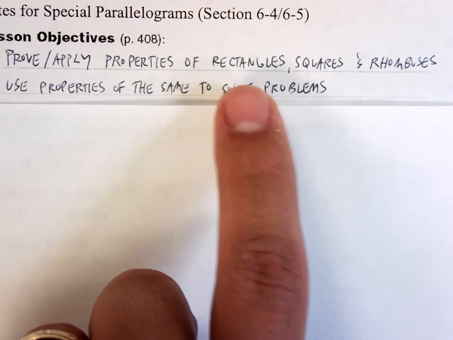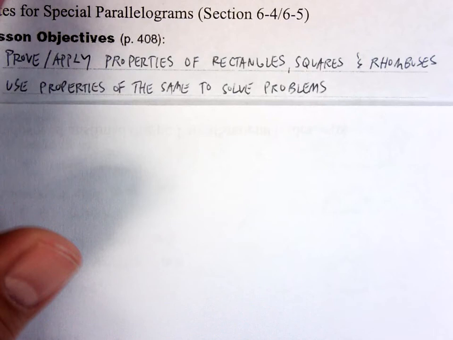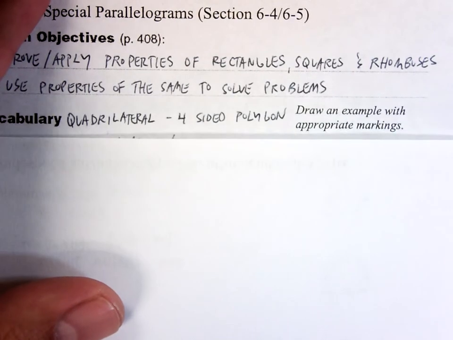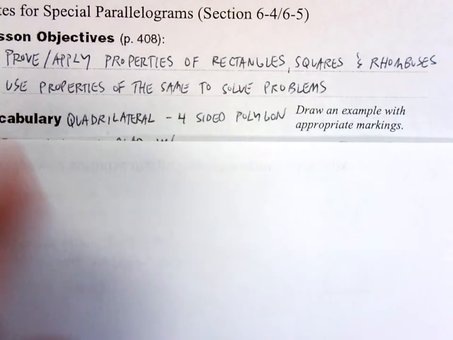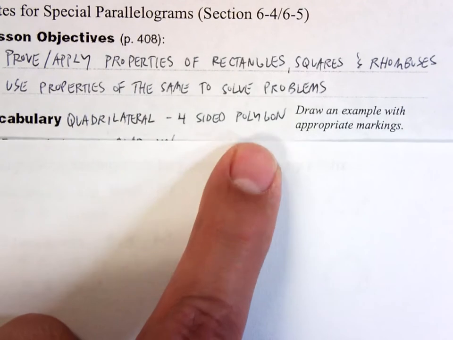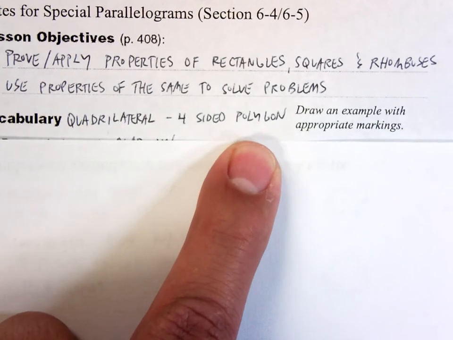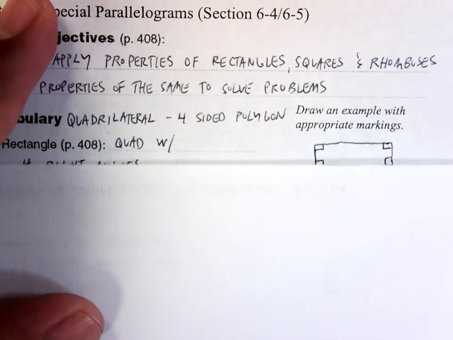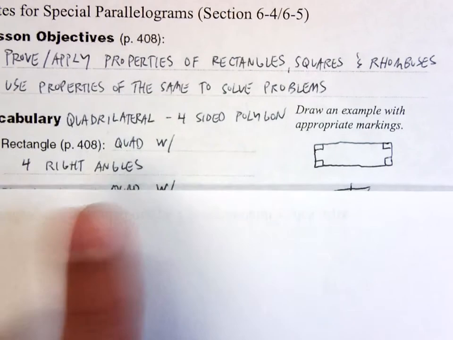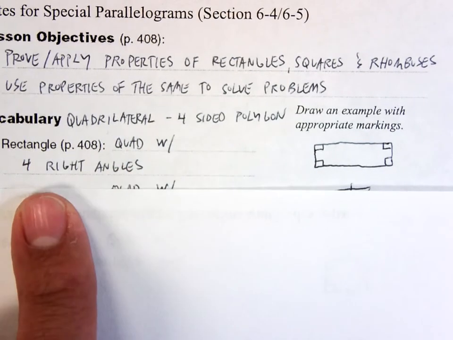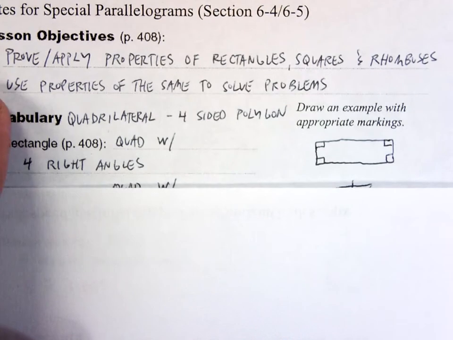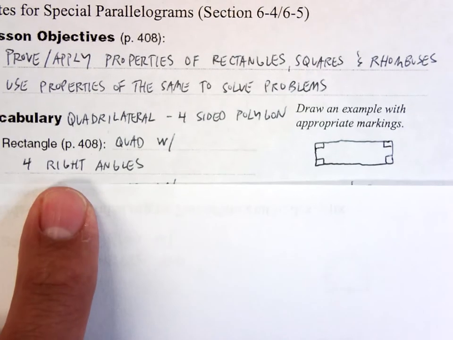Most of us are familiar with rectangles and squares. If you don't know what a rhombus is, we'll talk about that here in a second. Just a little background. Remember, a quadrilateral is a four-sided polygon. Snuck that in there so we remember what that is. And so a rectangle is a quadrilateral with four right angles. That's the definition of a rectangle. It's a quadrilateral with four right angles.